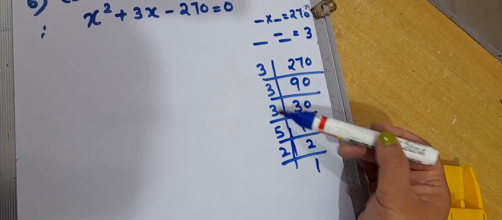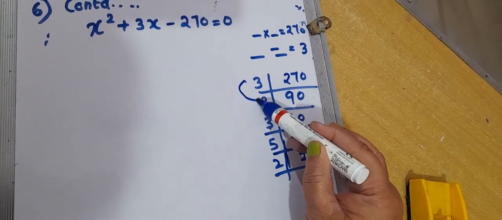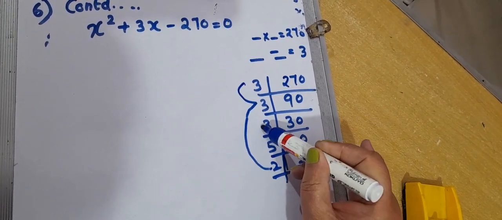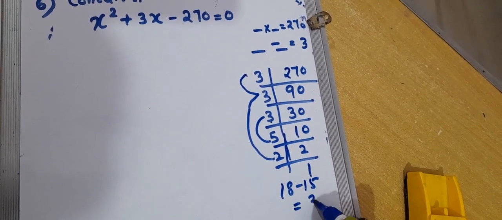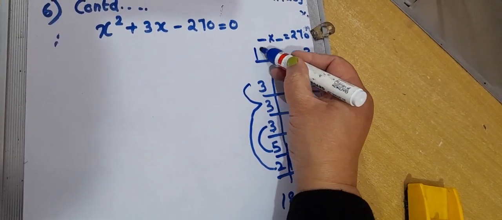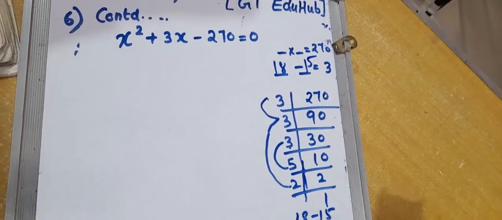Now we have to make pairs to find two numbers on subtracting which we get 3. So I get 5 threes are 15, 3 threes are 9, 2 nines are 18, 3 threes are 9, 2 nines are 18, and 5 threes are 15, and I know 18 minus 15 is 3. So my factors will be 18 and 15. Okay.